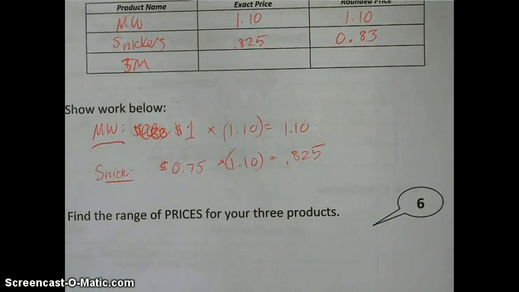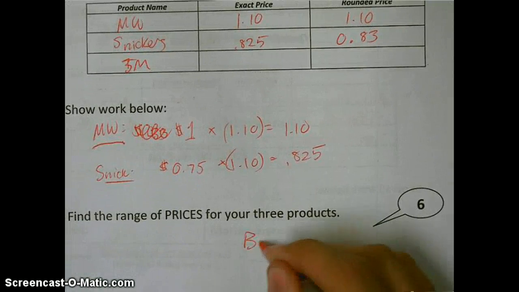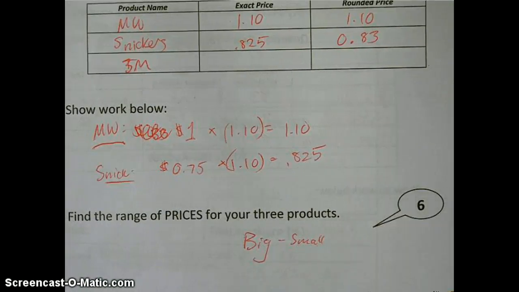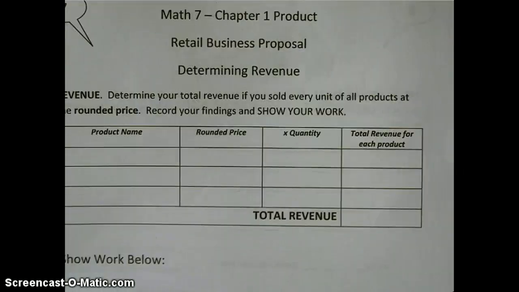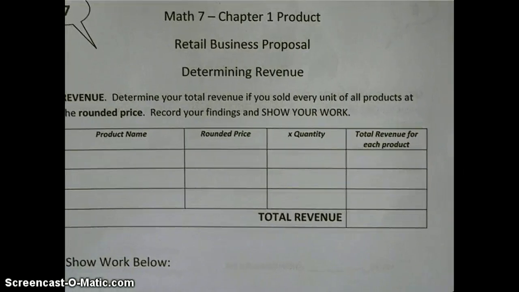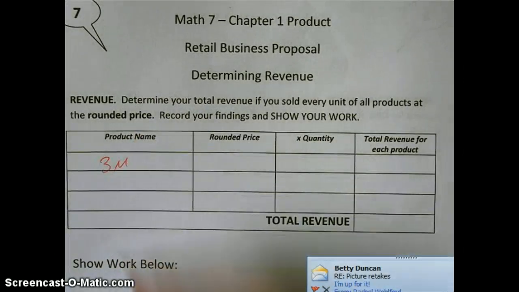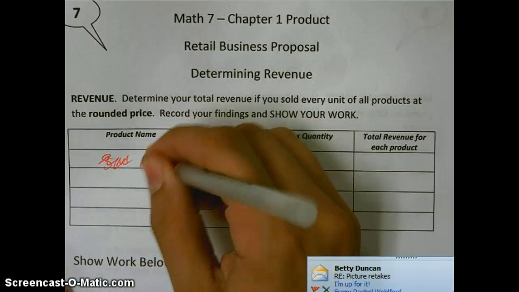Number 6 says find the range. Remember, that's the biggest minus the smallest. So you'll have to do all three. I haven't done my Three Musketeers, so I can't quite tell. And last but not least, over here it says determining revenue. So we have Three Musketeers. Oh, man, that wasn't first. It was Milky Way that was first, wasn't it?